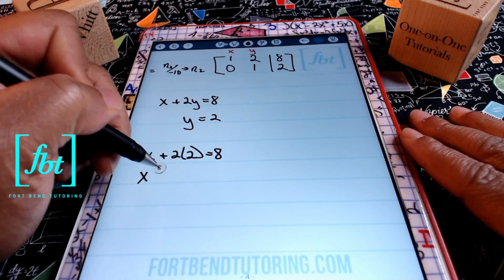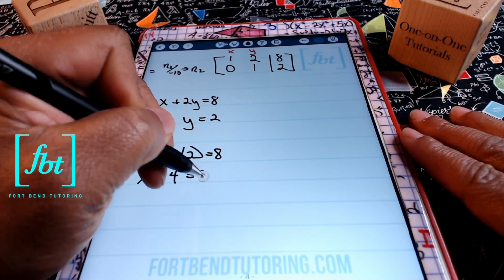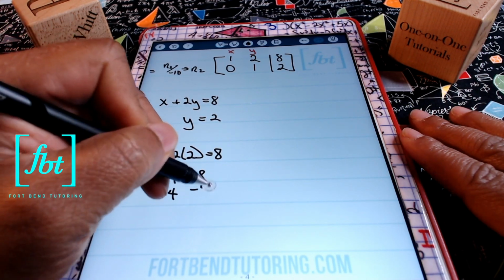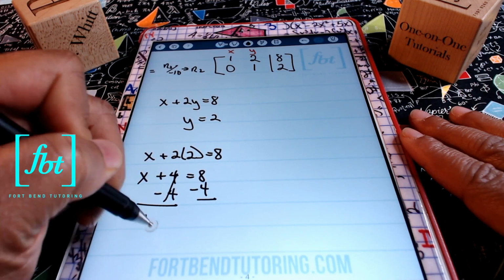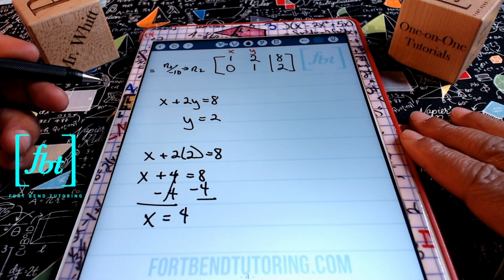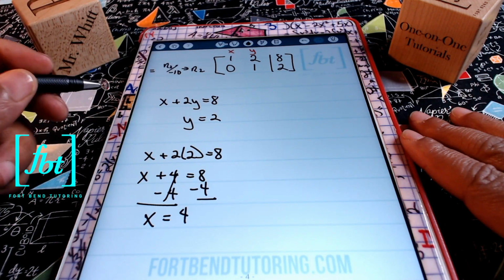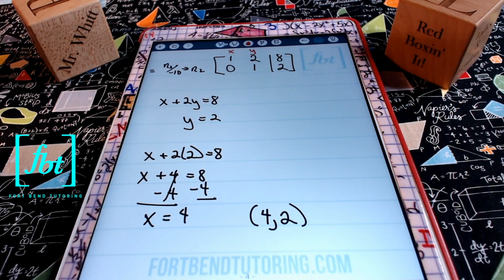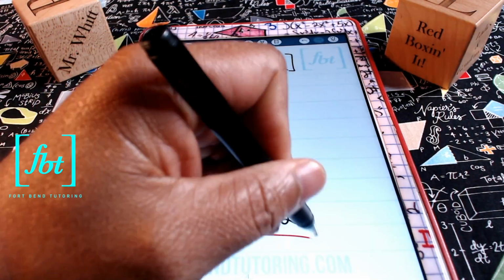So this gives us x plus 4 equals 8, and then solving for x, you'll be subtracting 4 from both sides, and you'll end up with x being equal to positive 4. Now that we have our answer for both x and y, your solution set will be 4 and 2. Red box it. That's right, people.